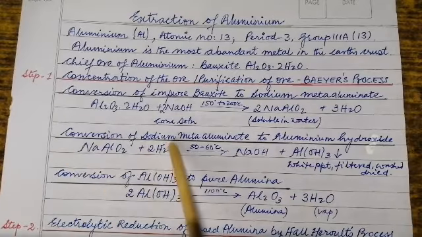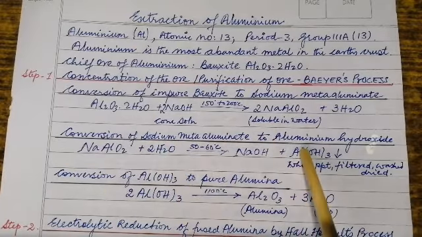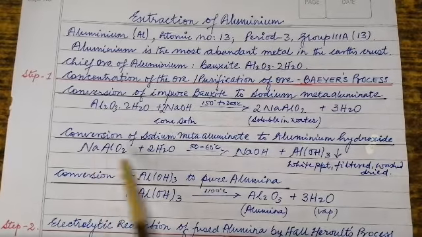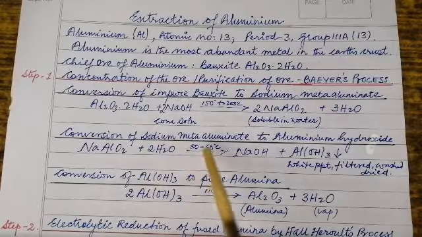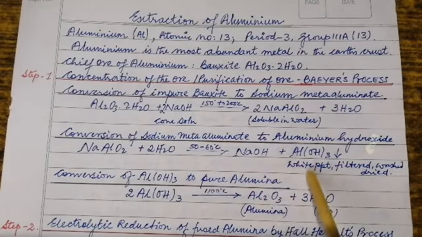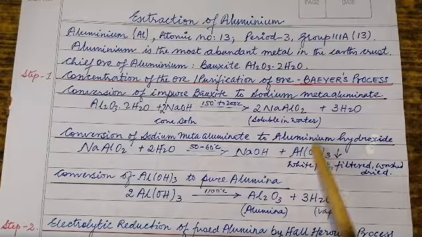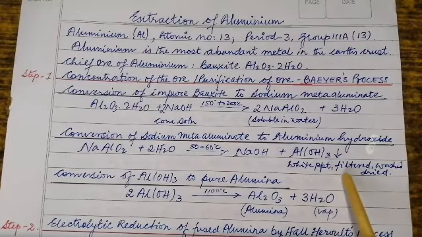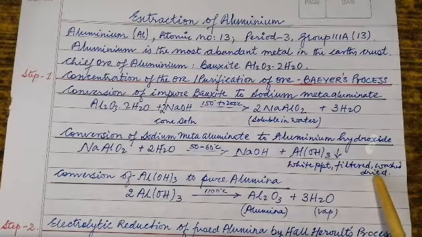Next is conversion of sodium meta-aluminate to aluminium hydroxide. It is diluted with water at a temperature of around 50 to 60 degrees Celsius. The products are sodium hydroxide and a white precipitate of aluminium hydroxide is formed. I will filter it, wash it, and then dry it.